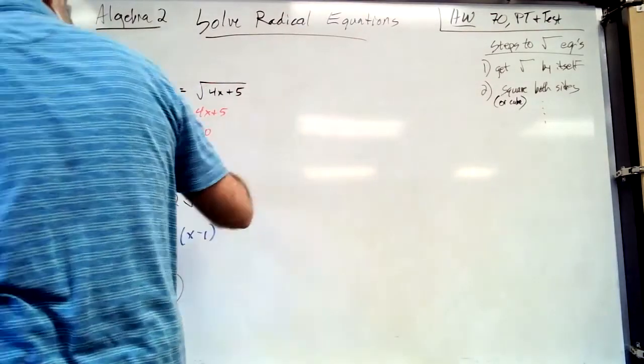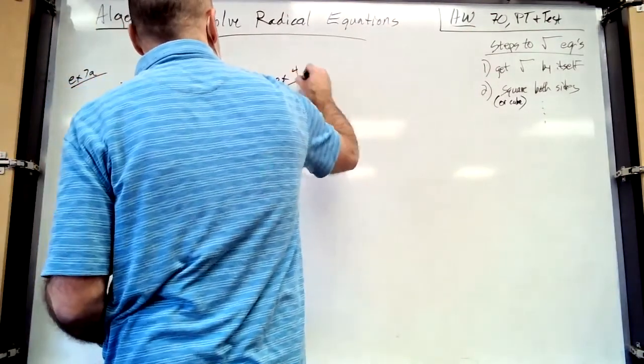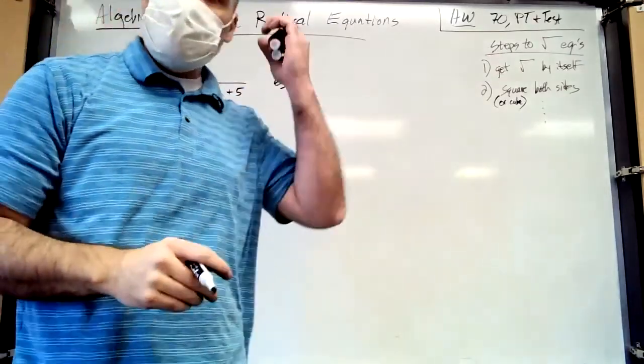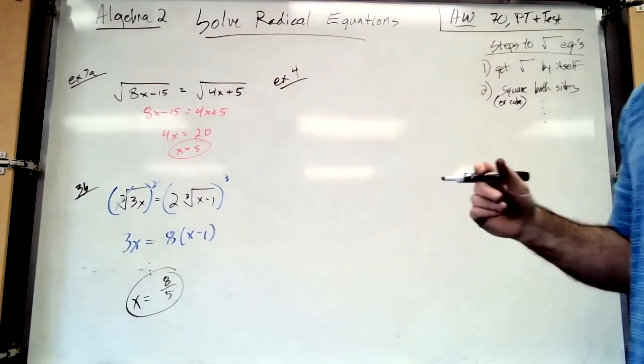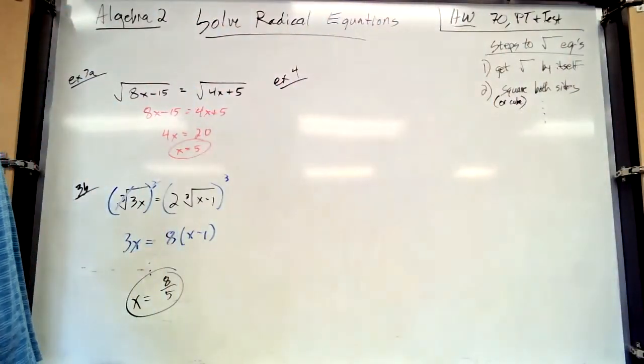Okay, this is example 4, and this is what we need to talk about before we quit. We're going to talk about extraneous solutions.